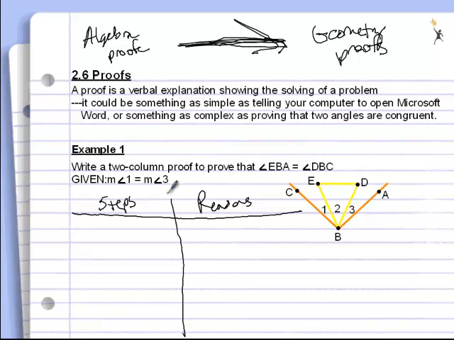Now, each proof is given some information right away. Maybe it's given in a diagram or maybe it's said out loud. There's also a direction to go. You're always told to prove something. The last thing that we should be proving here is that angle EBA is equal to angle DBC. So we're going to write down at the bottom of our proof, angle EBA is equal to angle DBC. And at that point, we should be done.